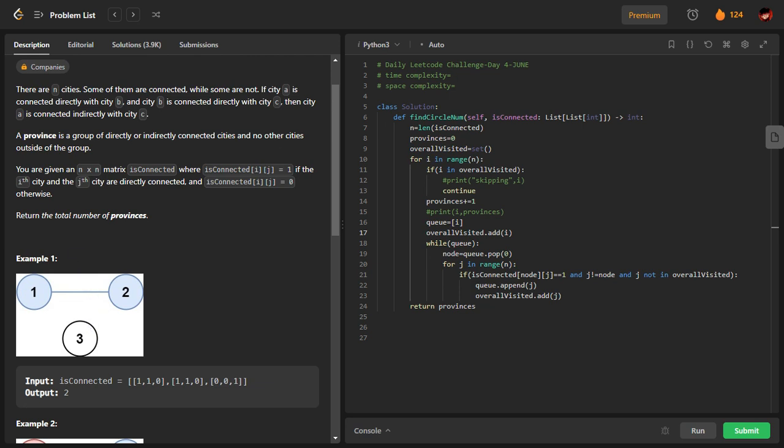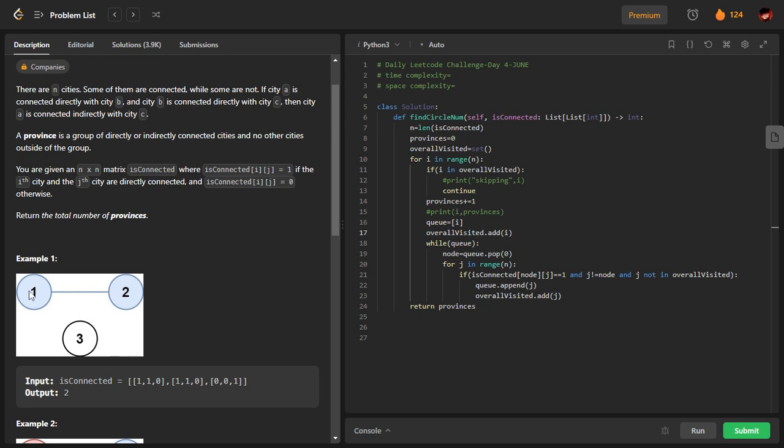Okay, see here, they're defining how the input is being read. We are given an n cross n matrix called isConnected, where isConnected[i][j] is equal to 1 if the ith city is connected to the jth city directly. Okay, and if its value is 0, that means they are not connected. That is the basic idea. The demand of the question is we have to return the total number of provinces.